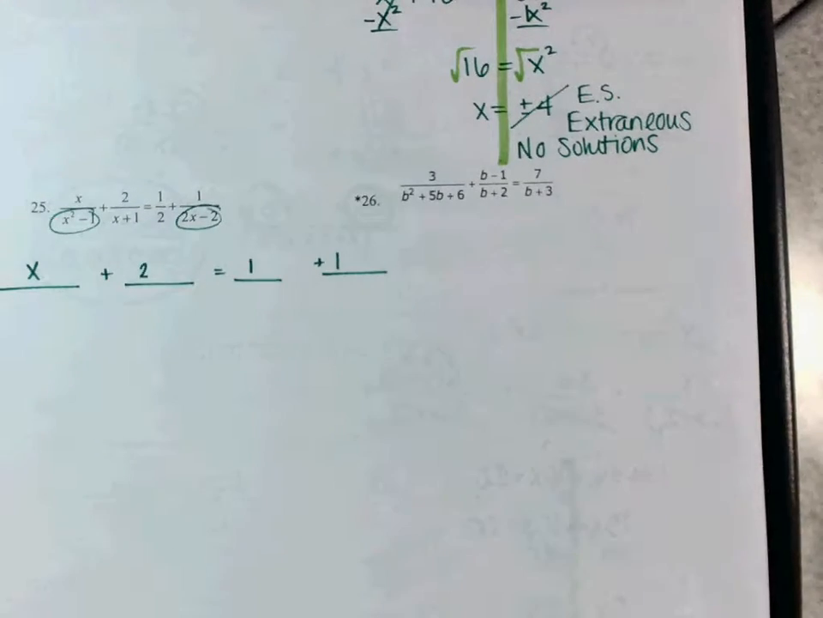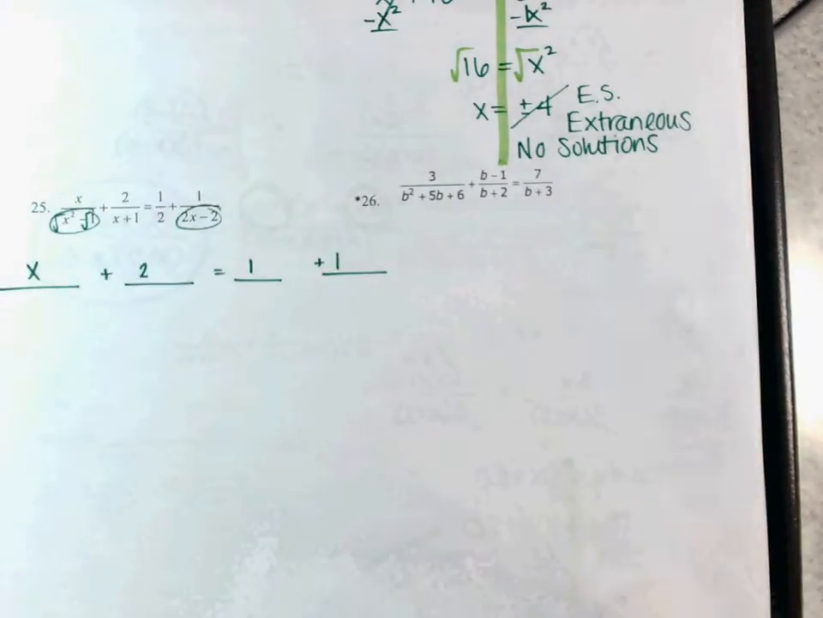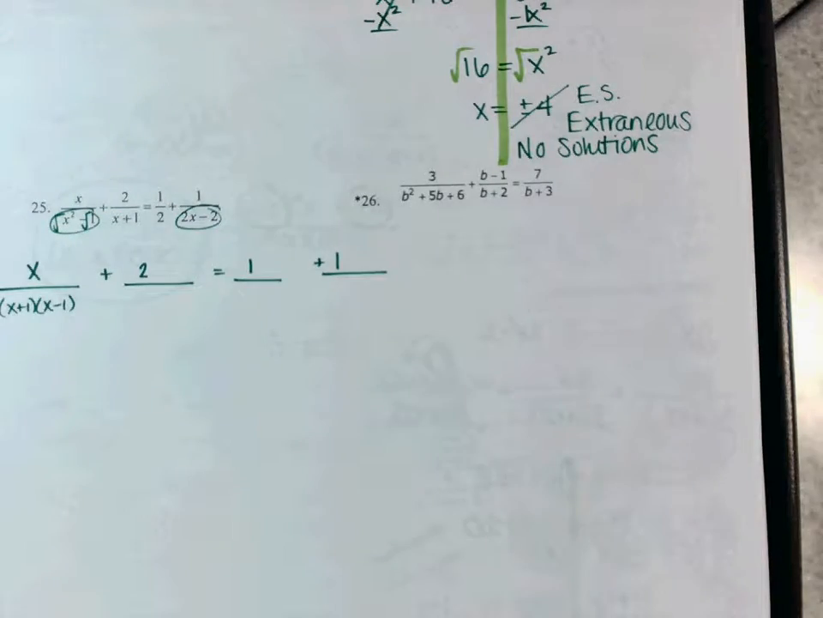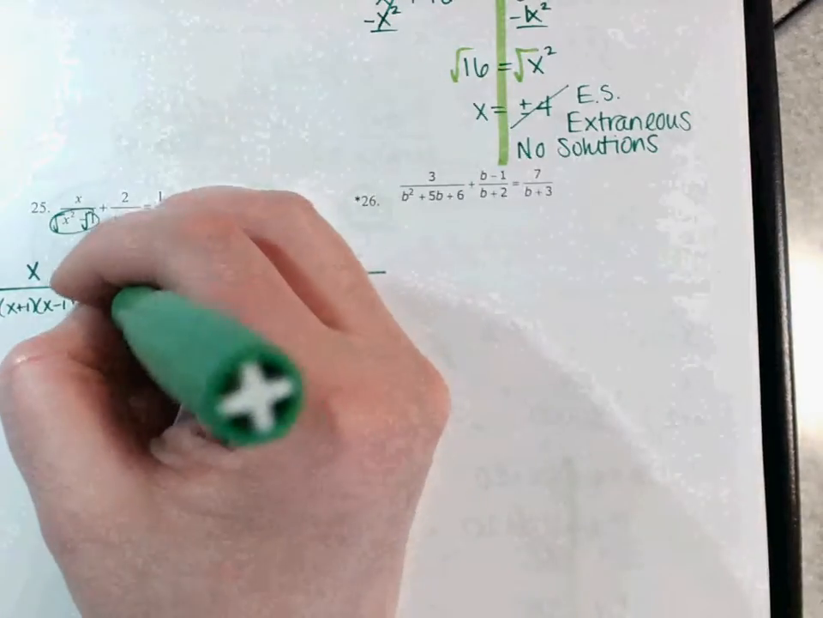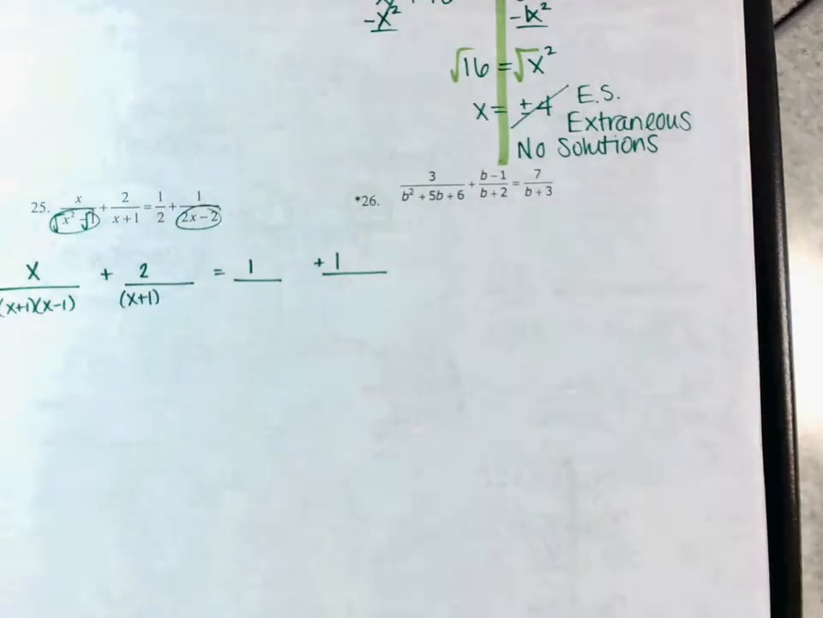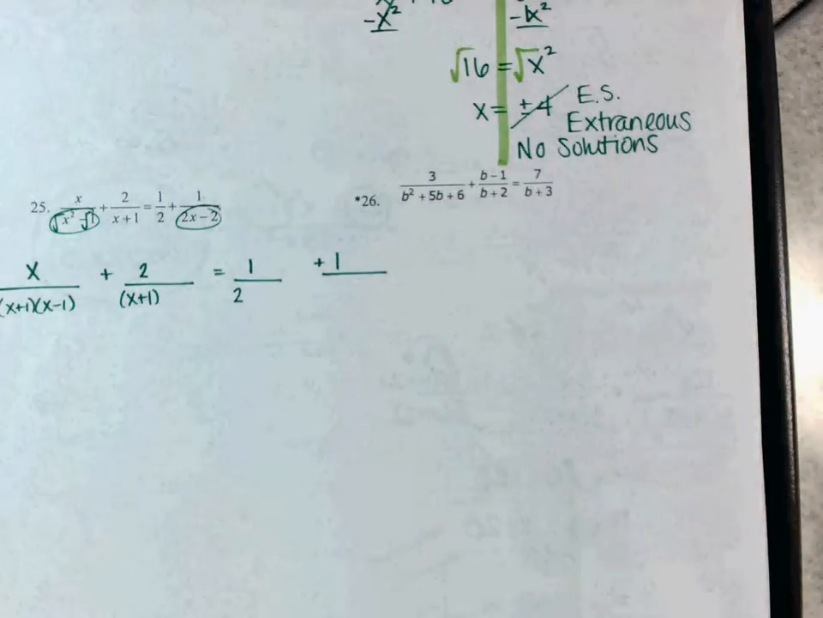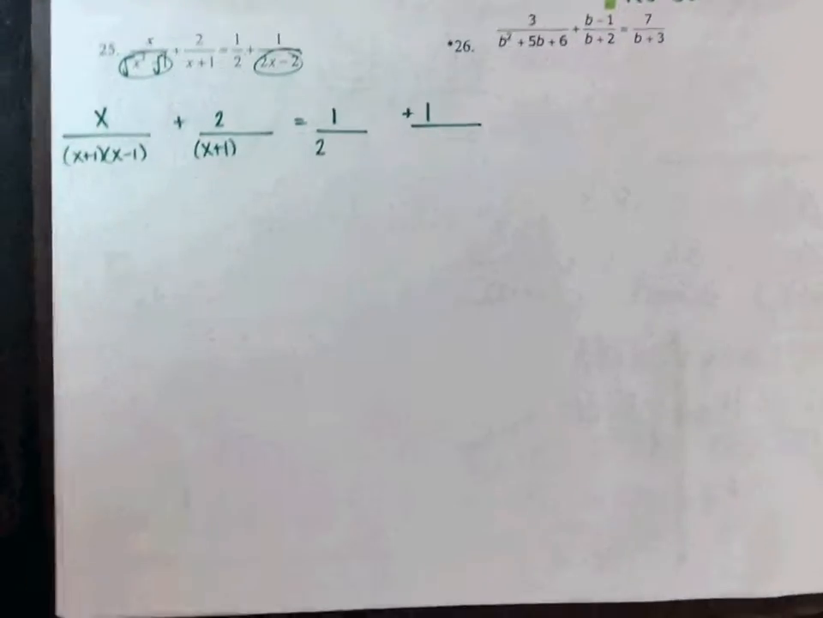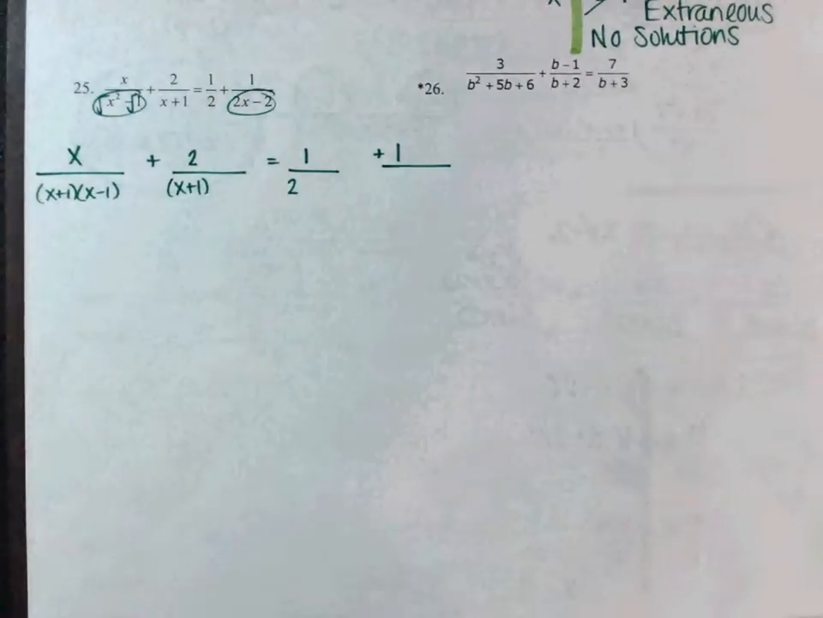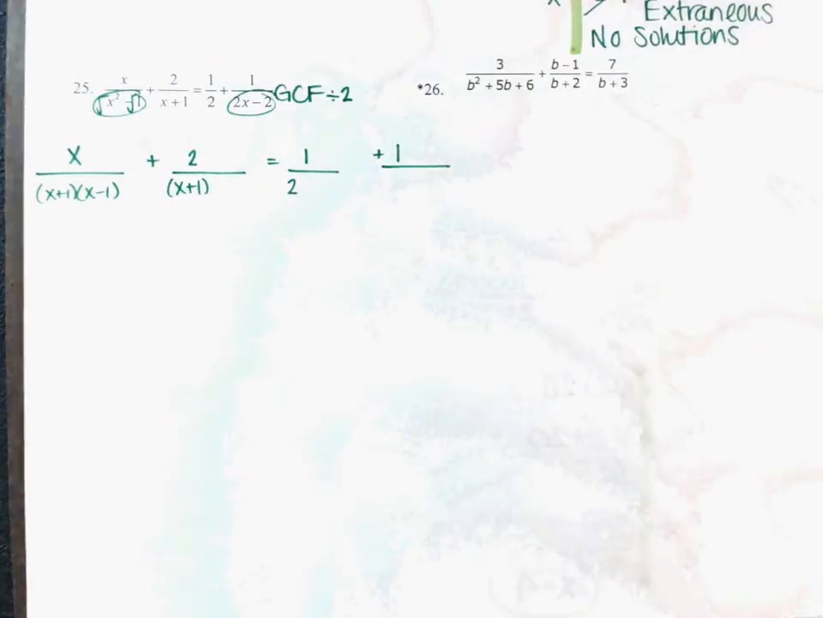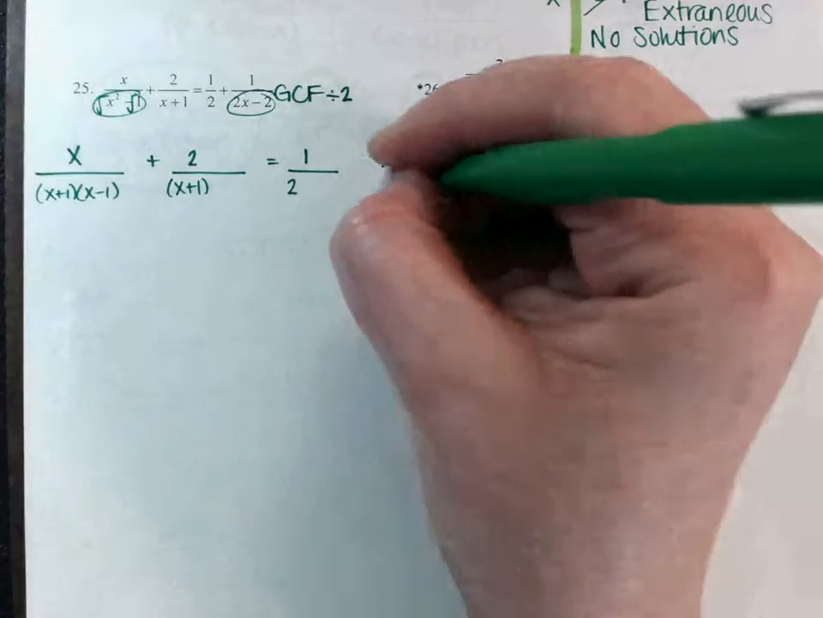Okay, for my first bottom, if it's x squared minus 1, square root, what is it? X plus 1 and x minus 1. Okay, on my second fraction, the 2 is over an x plus 1. That's already broken down for you. My 1 is only over a 2. That's already broken down. I'm just going to rewrite it first. And then for my last one, if it's 2x minus 2, that's a GCF. What can I divide by? 2, x minus 1. 2 and x minus 1.